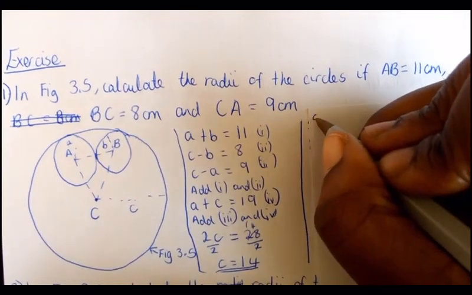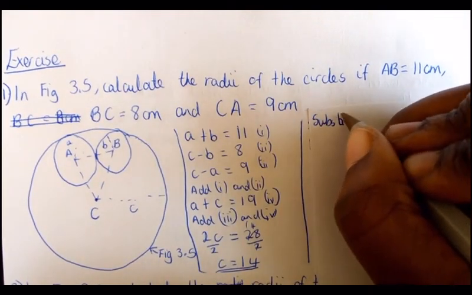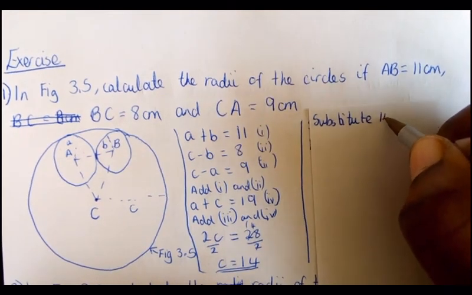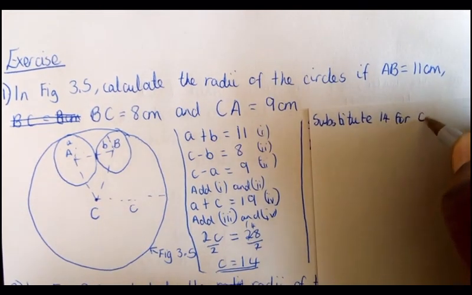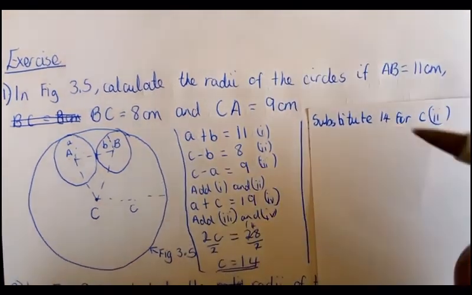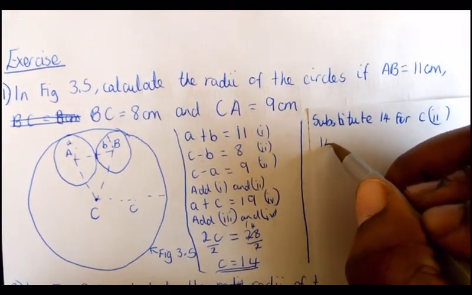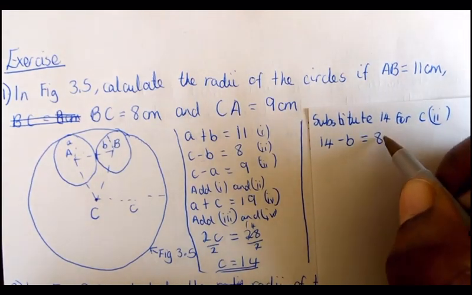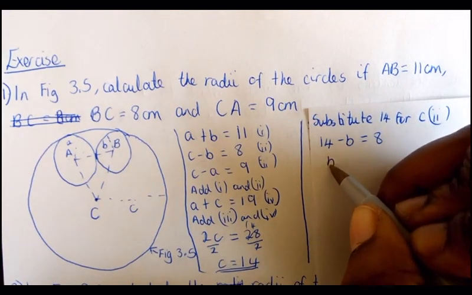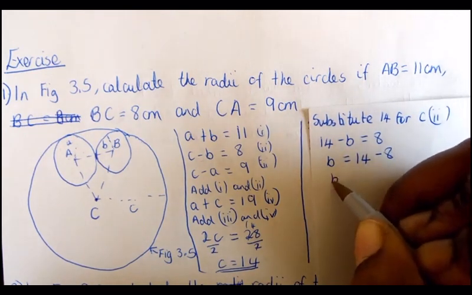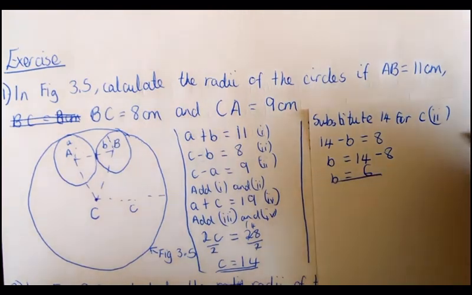The next thing that we do is we substitute 14 for C in equation 2. Equation 2 said C minus B is equal to 8. It becomes 14 minus B is equal to 8. Then we move B to this side and 8 to this side. It becomes B is equal to 14 minus 8. So B is equal to 6. We now have our B.